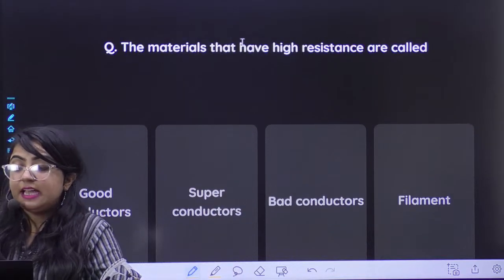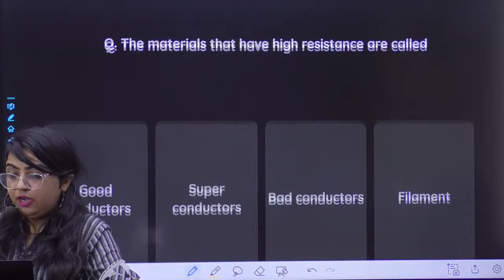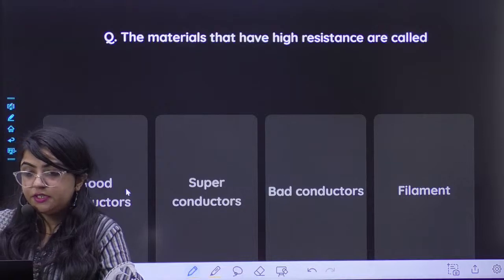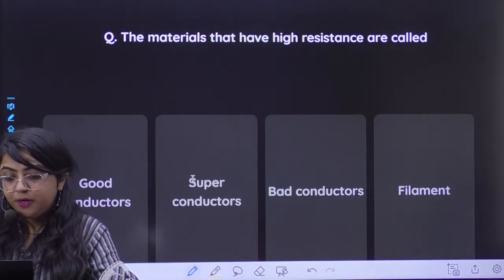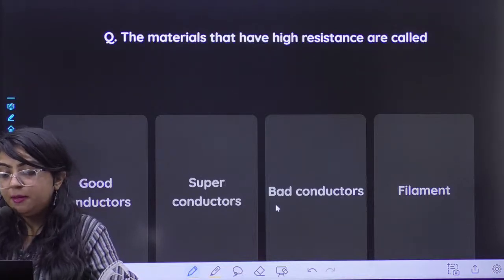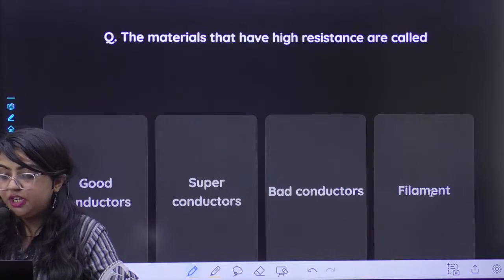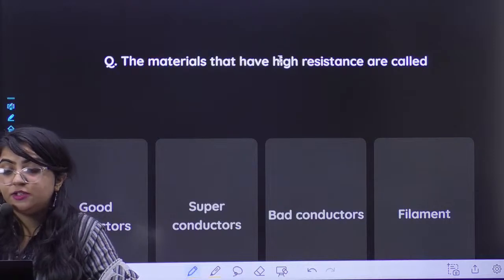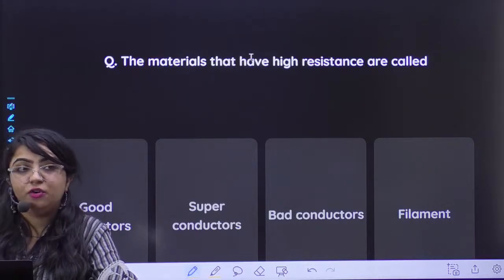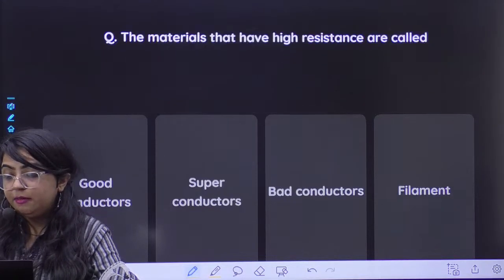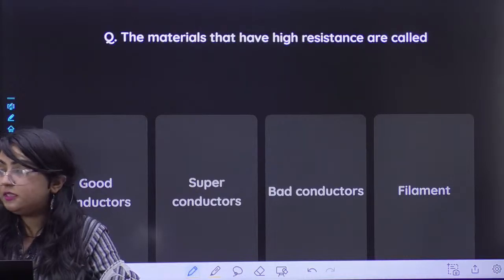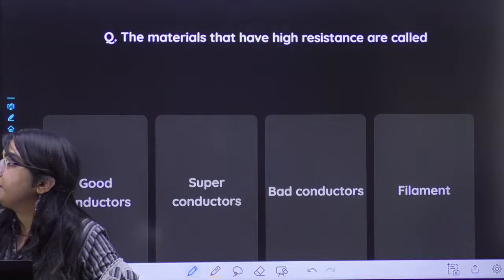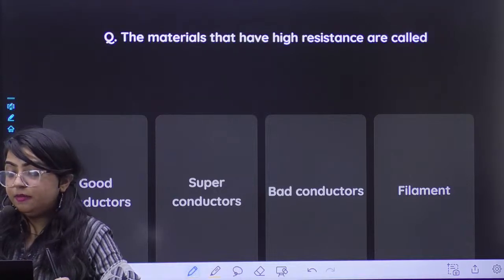The materials that have high resistance are called option A, good conductors, option B, superconductors, option C, bad conductors, and option D, filament. So the materials which have high resistance means जिनमें resistance बहुत ज़्यादा होगी, उन्हें हम क्या बोलते हैं? Out of these given 4 options, please answer.